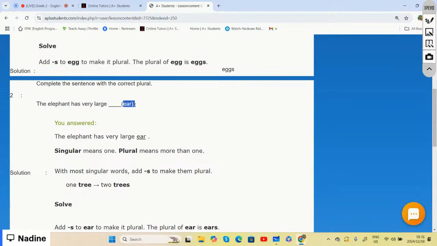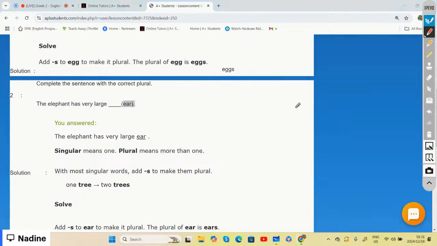All right. And if we were to complete the sentence with the correct word, then we would say the elephant has very large ears. Ears, because it shows we are referring to it as more than one. Ears. And all we do is add an S to this word in bracket. Ears. Right?